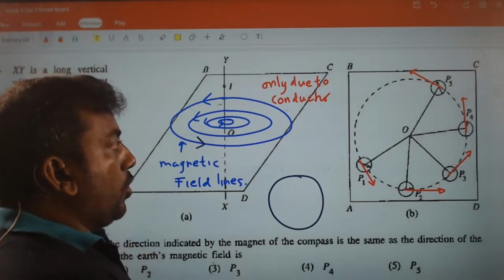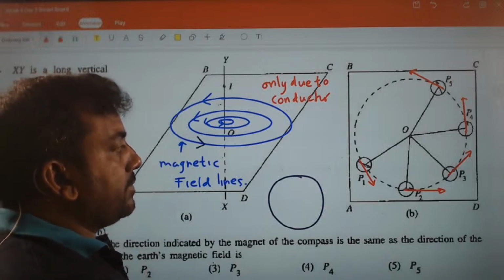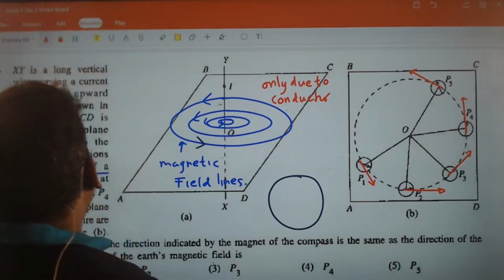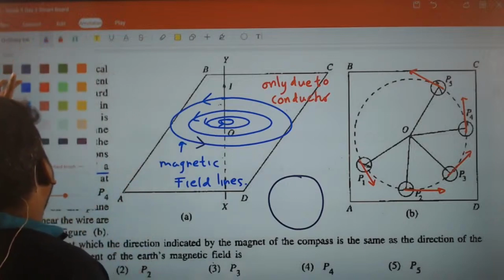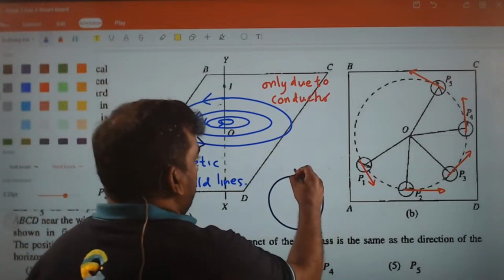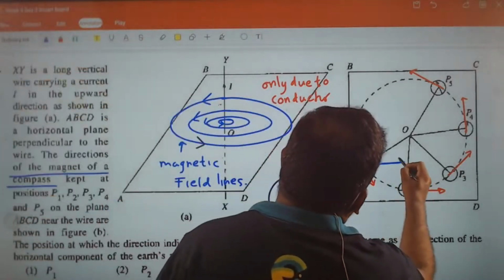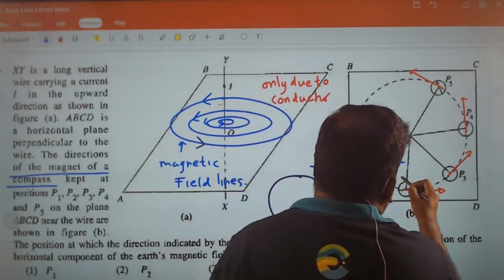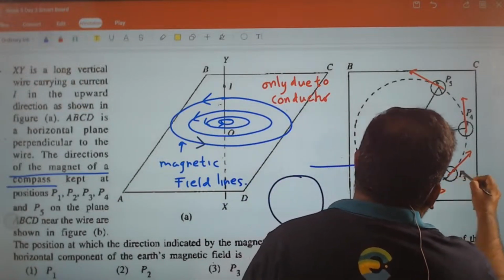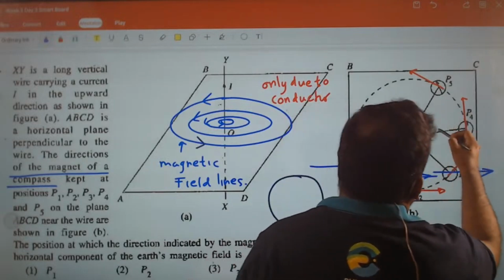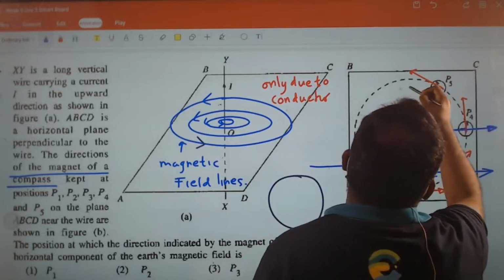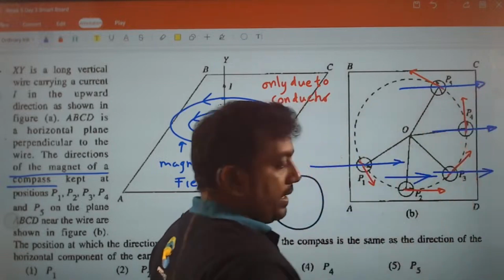Now Earth's horizontal magnetic field also is there. Look at the board now. Earth's horizontal magnetic field, I will mark like this, like this, like this, like this. Right.